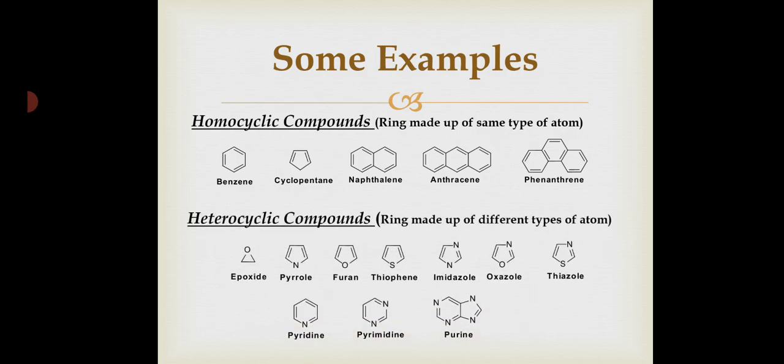Here are some examples of heterocyclic compounds. See, these are also cyclic compounds, but one or two members of the ring are made up of atoms which are different from carbon. So that's why they are known as heterocyclic compounds. Hetero means different and cyclic means they have a ring structure. Today we will focus on how to write the IUPAC nomenclature of epoxide rings.